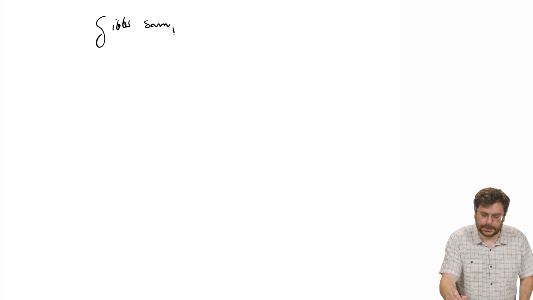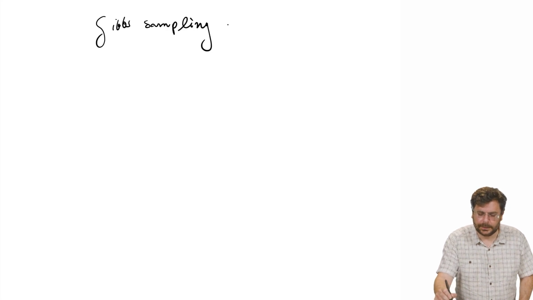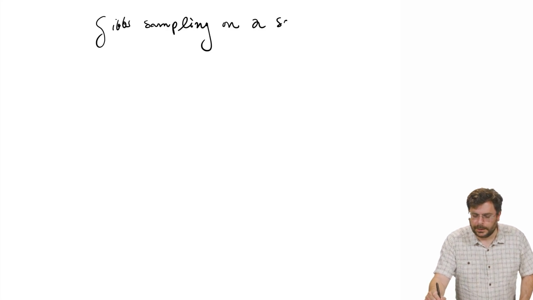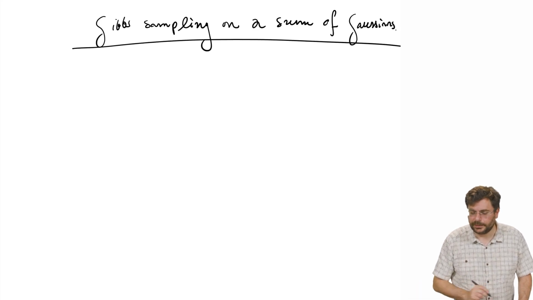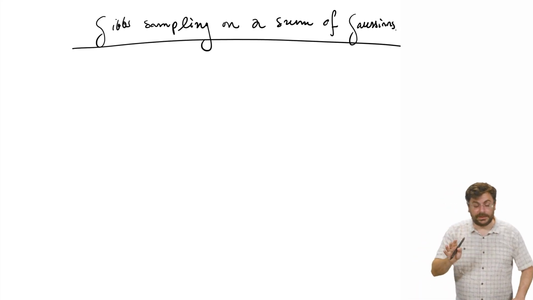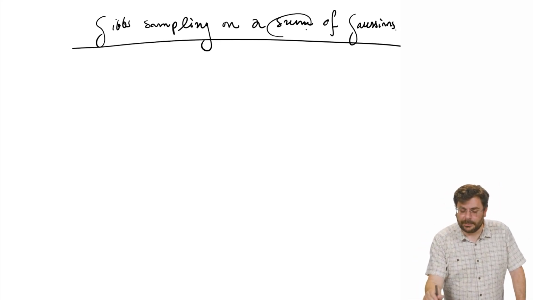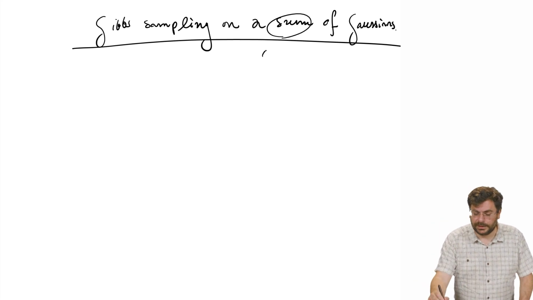What about if we do Gibbs sampling on a sum of Gaussians? It's a slightly more difficult example. I'll tell you exactly what it is. Another word for sum could be a mixture of Gaussians.